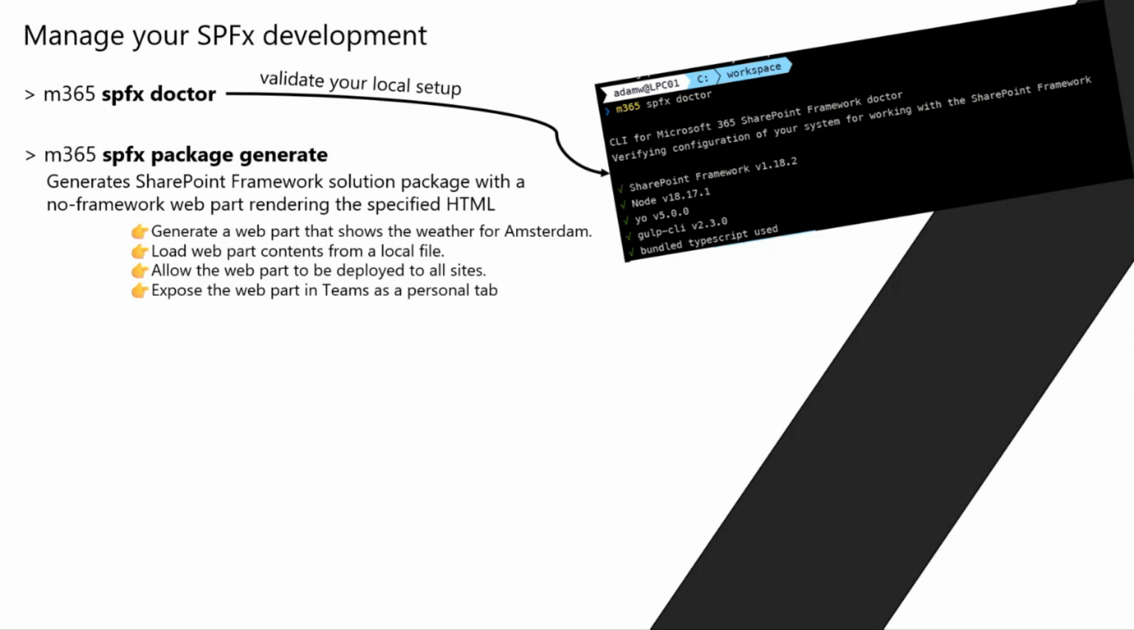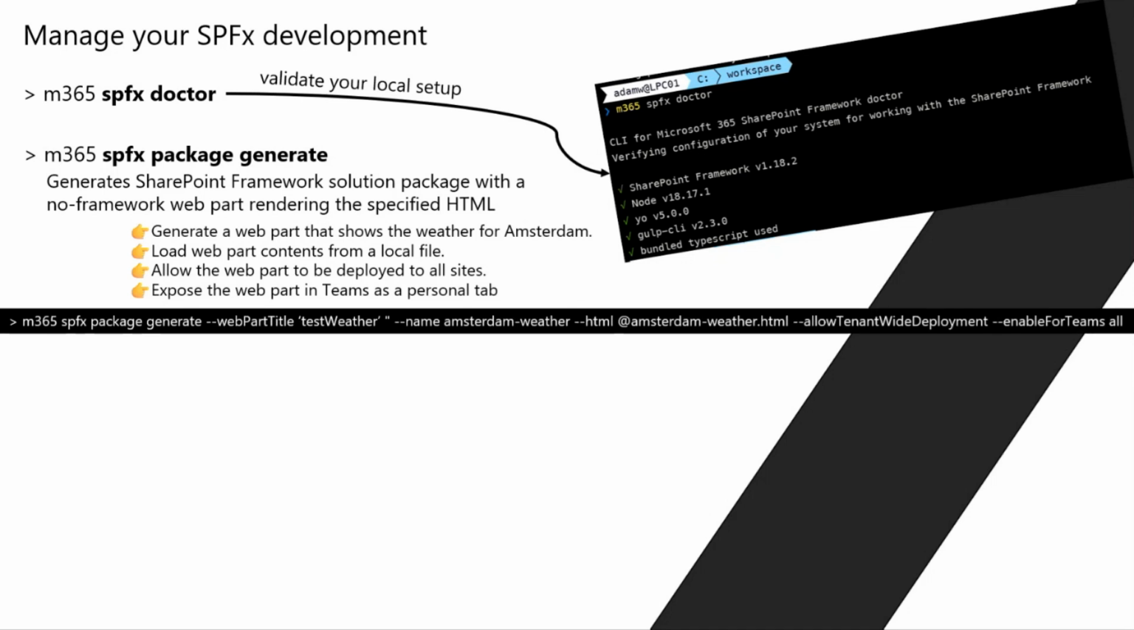So what would you usually do? I would usually go with the Yeoman generator and SPFx toolkit, scaffold a new project, a simple web part, add the HTML to present the weather in Amsterdam, bundle it, package it, then deploy it. I also modify the configs to make it exposed to Teams, and so on and so forth.